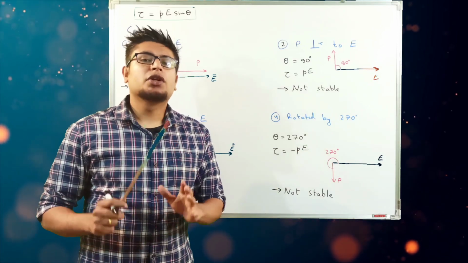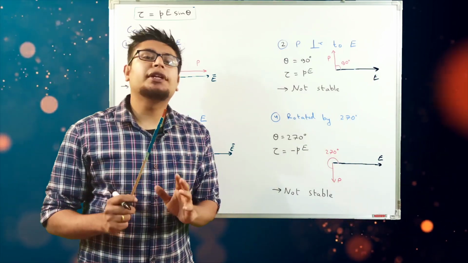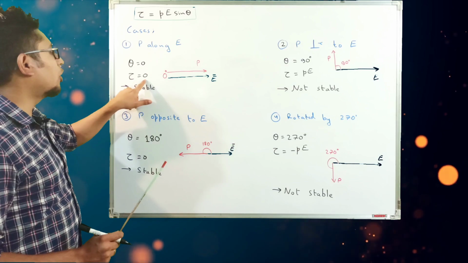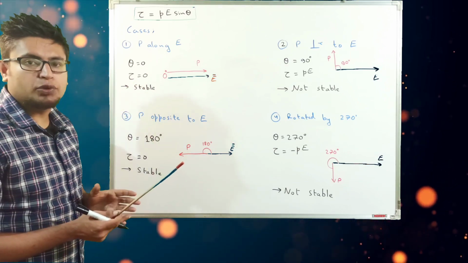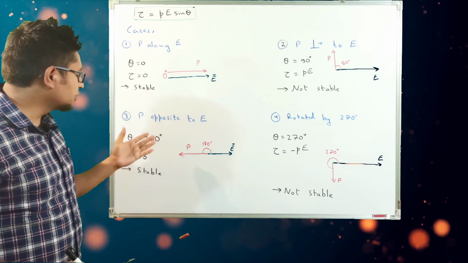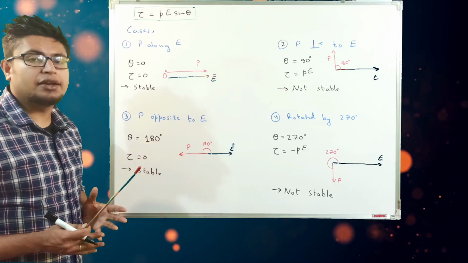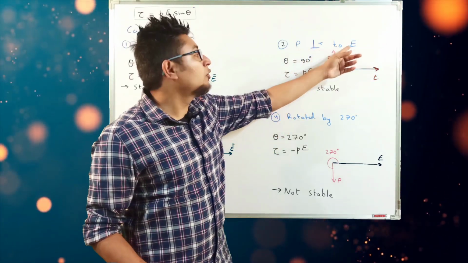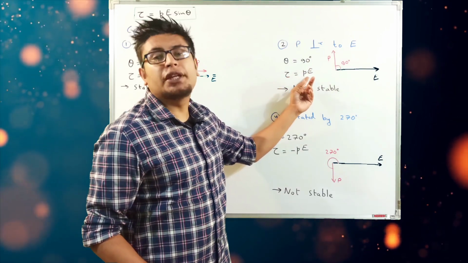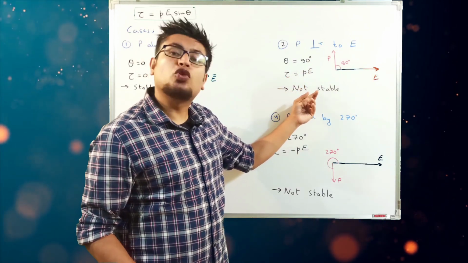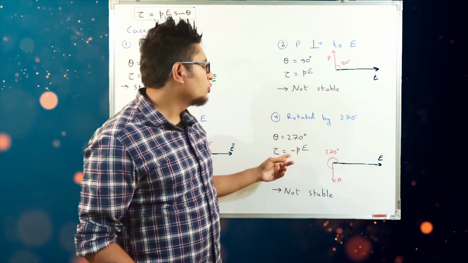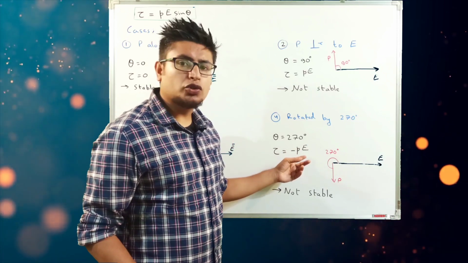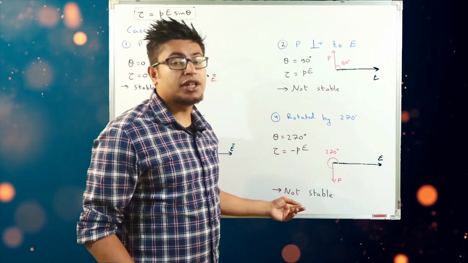Out of these 4 cases, we have 2 such cases where the dipole is unstable and 2 cases where the dipole is stable. In this case, tau is 0. No torque is acting on the dipole. Therefore, it is stable. And also in this case, tau is 0. No torque is acting on the dipole. Therefore, it is stable. Whereas in this case, where P is perpendicular to E, tau is PE. Therefore, in this case, it is not stable. And in this case, when theta is 270 degree, tau is minus PE. This is also the case where the dipole is not stable.